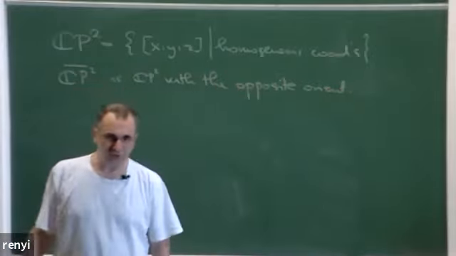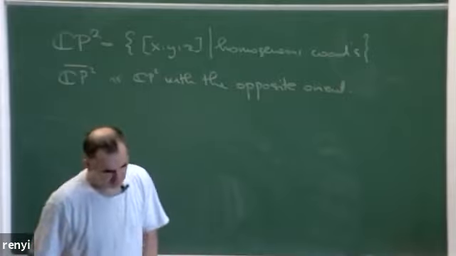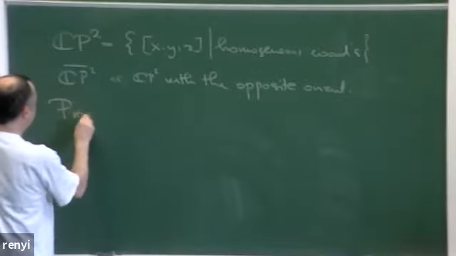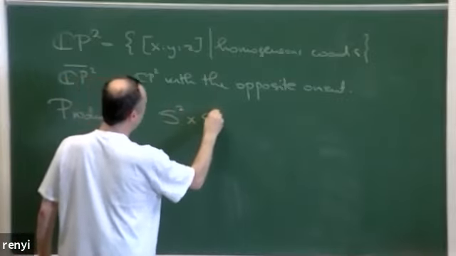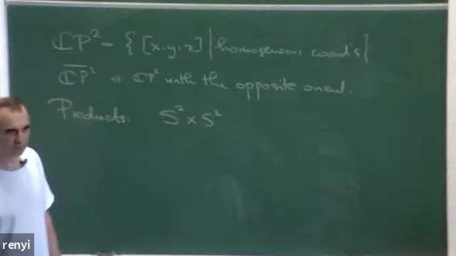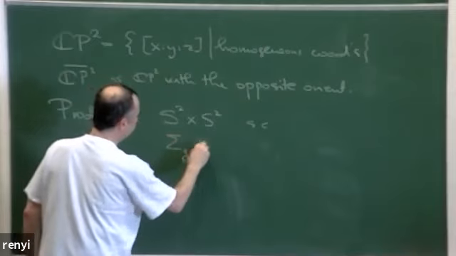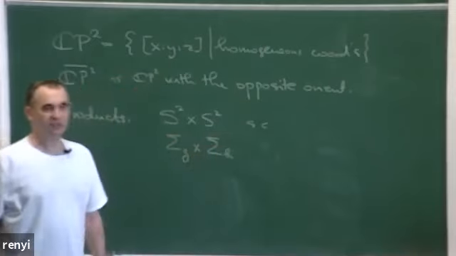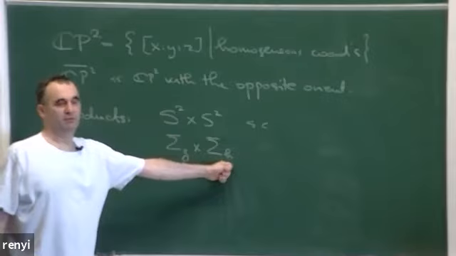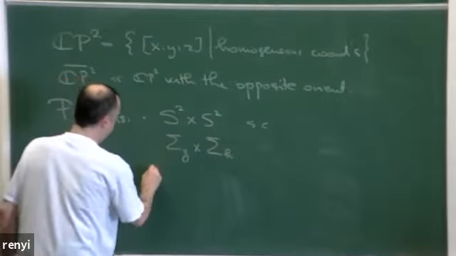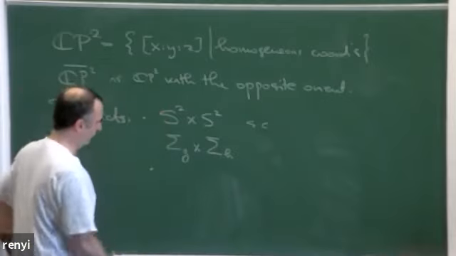Another fantastic source of four-manifolds is, of course, taking lower dimensional manifolds and taking their products. So we can take, say, two-dimensional spheres, S2 cross S2. This is simply connected. Or a genus g surface and the product with a genus h surface. This is simply connected only if g and h are both equal to 0. So these are when we take two-dimensional manifolds and take their product.